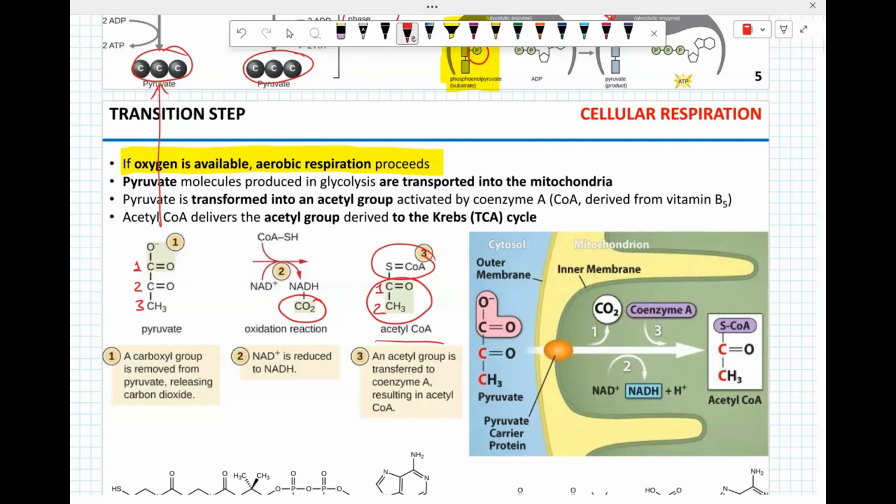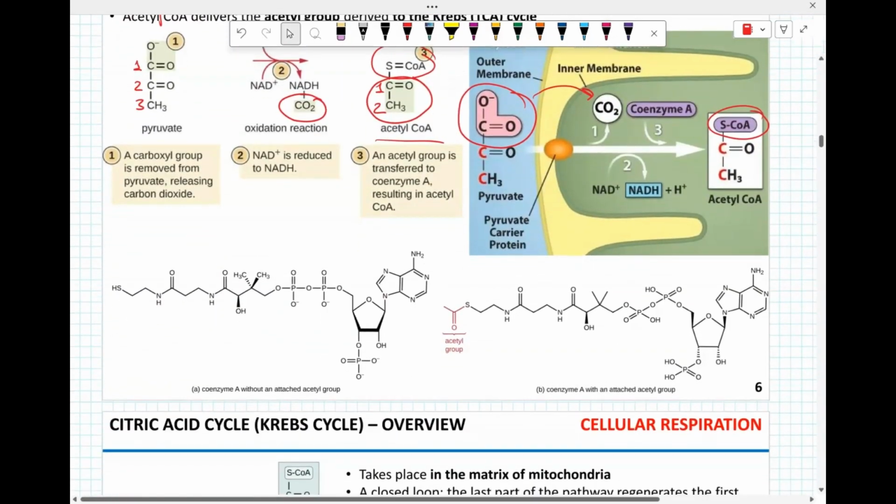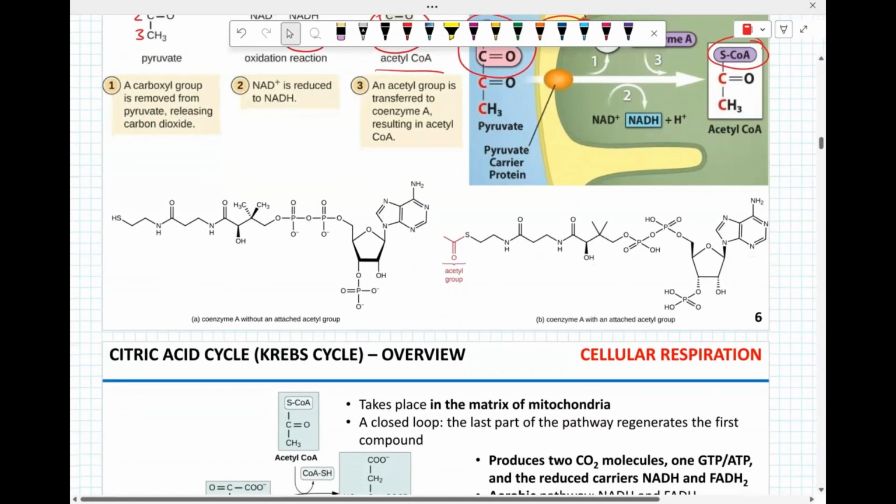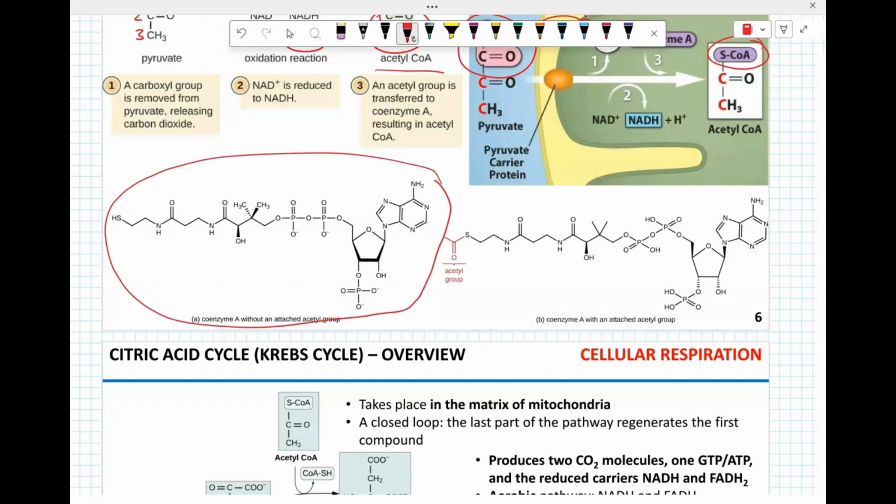Same is exemplified on the diagram to the right. This carboxyl group from the pyruvate is removed in the form of carbon dioxide and replaced by coenzyme A. So you can see the coenzyme A with and without acetyl group at the bottom. So this is the coenzyme A before it has an acetyl group attached. You can see that acetyl group actually represents the very, very small portion of the entire acetyl-CoA complex.